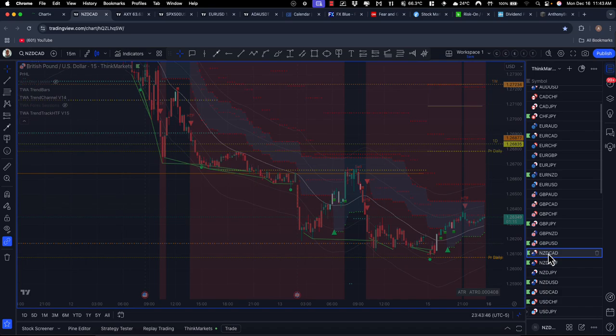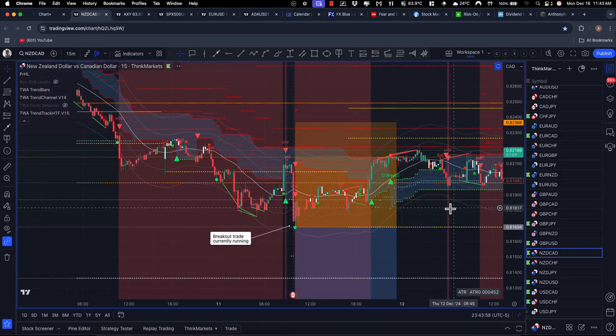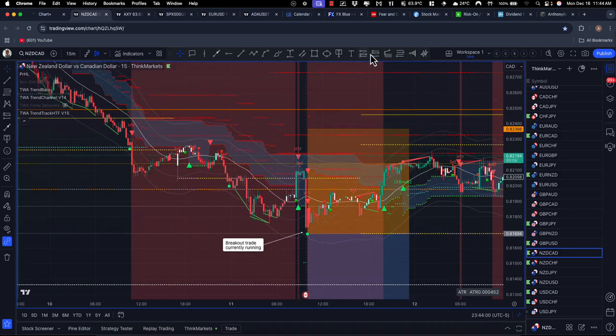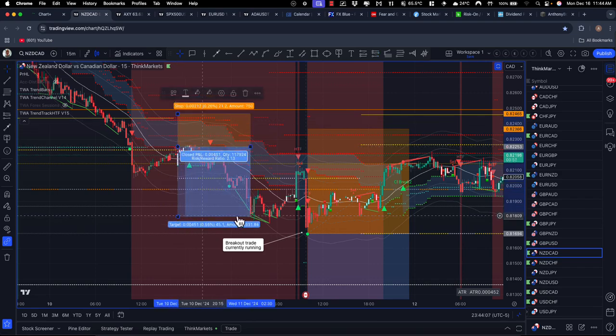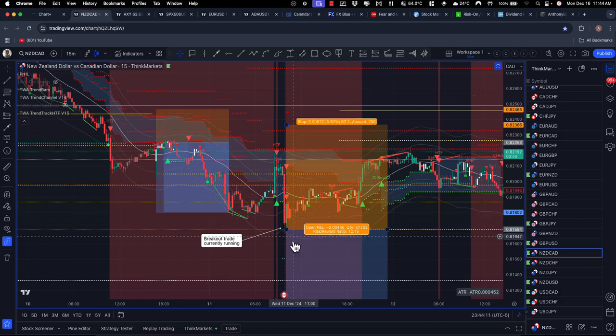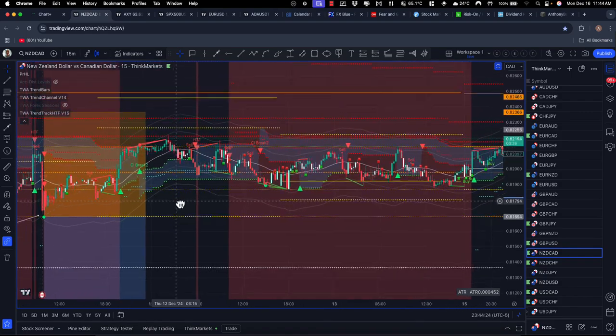Let's have a look. New Zealand CAD was another one. Oh, this is still running. This was a breakout trade. Again, I'm getting in late. So the opportunity was really back in here on this pullback. Tight stop, that would have been okay. This is a breakout trade. Still running, and it hasn't really done anything. It's been range bound ever since. So we're still hanging in there with this one.